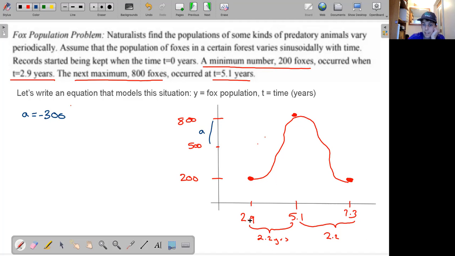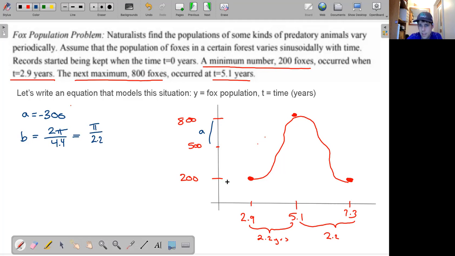Our period is actually 4.4 years, and hopefully you can see that it was 2.2 from a minimum to a max, and then 2.2 again, so that's a total of 4.4. So our b value is 2 pi over 4.4. Simplify that however you want. You could leave it this way. I'm going to reduce it by a factor of 2, so I'm going to use a b of pi over 2.2. Both of these are fine.